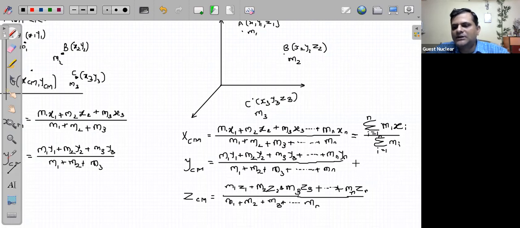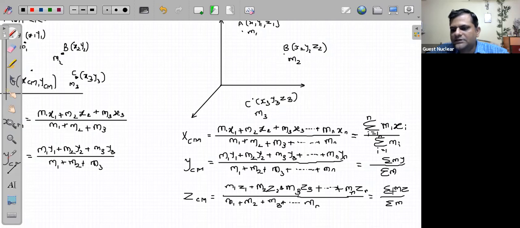And the same thing can be done here for the y coordinate also and the z coordinate also. For the sake of simplicity, we can just write it as summation of my divided by summation of m. And for the z coordinate, we can write it in short as summation of mz divided by summation of m.